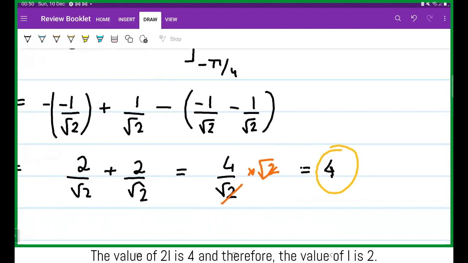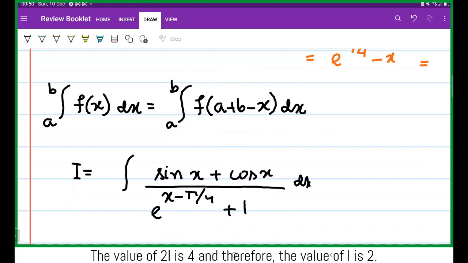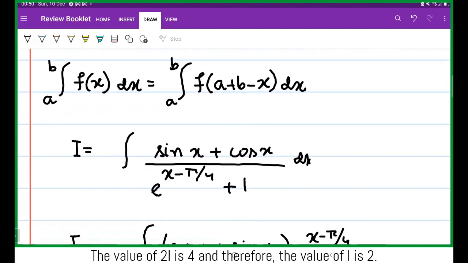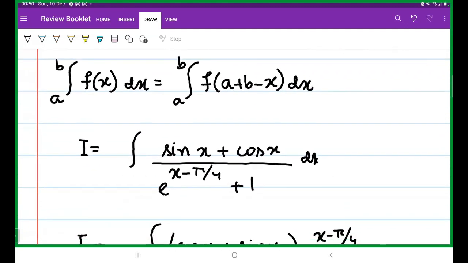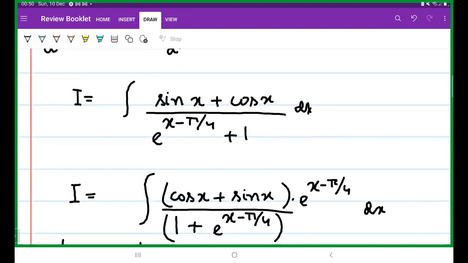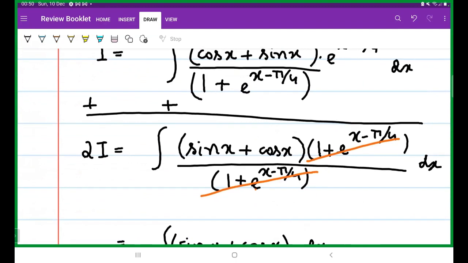So a complicated question made easy with King's rule. Mind you, whenever you are writing this question for boards, or I mean, such a question should not come in boards, it may, I don't know. But when you are writing it for your own practice, you should always write the limits. I neglected it because it would look kind of clumsy, but you should always write the limits on the integration sign. Thank you.